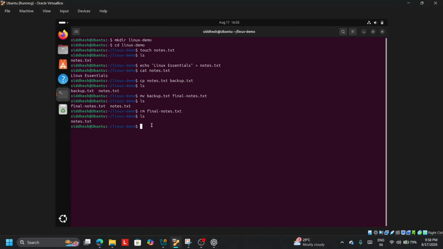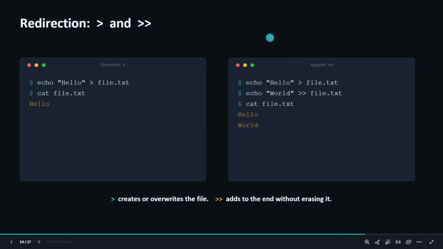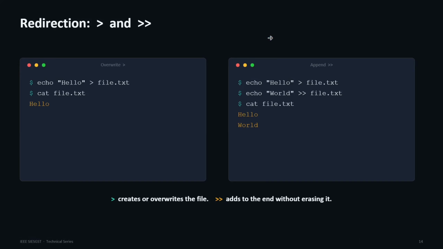And that's the complete life cycle of files in Linux. Okay, create, write, read, copy, rename, delete. These six commands, and you can now manage files entirely without ever touching a mouse. Okay, let's go to the next slide, which is redirection. Single angular bracket and double angular bracket. What is this?